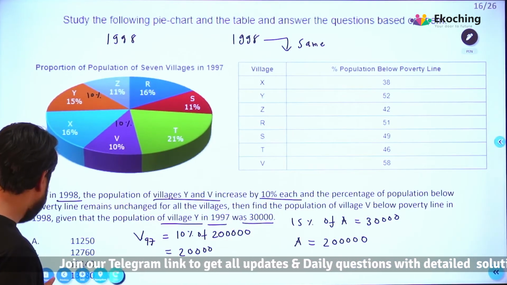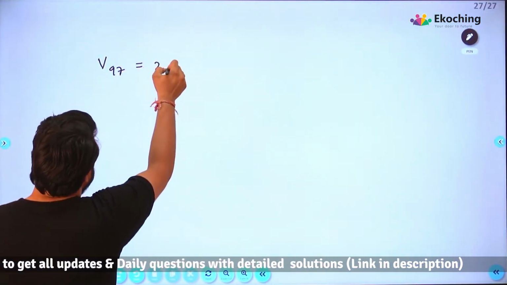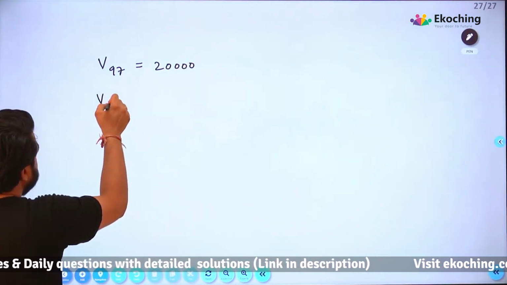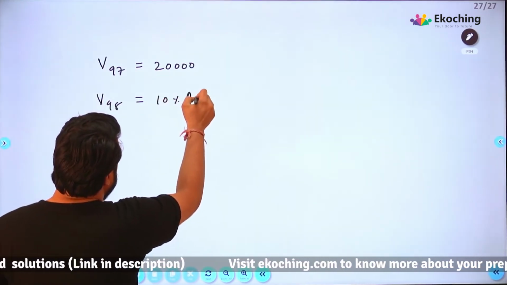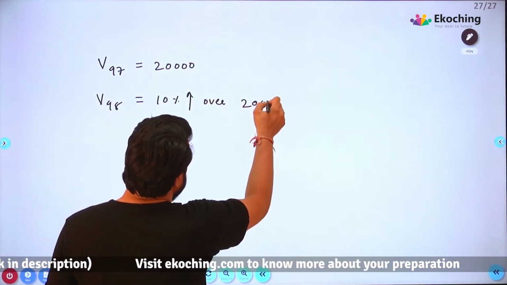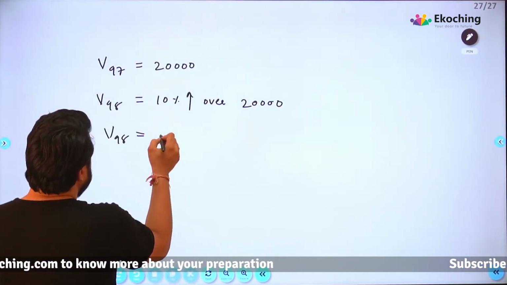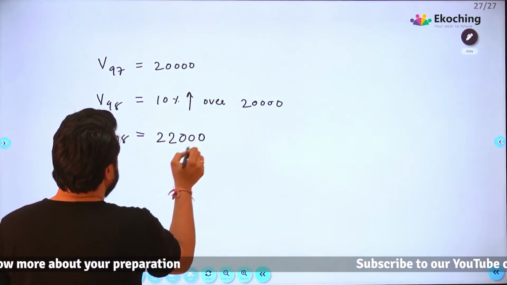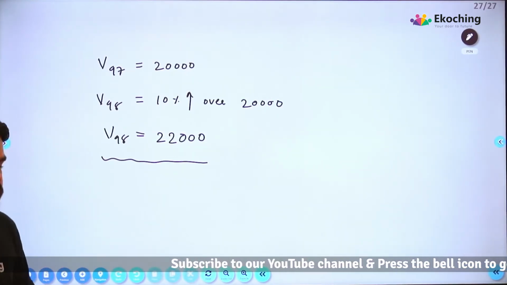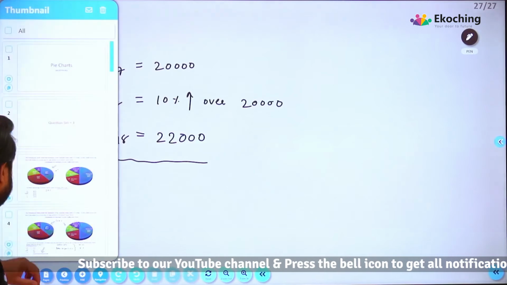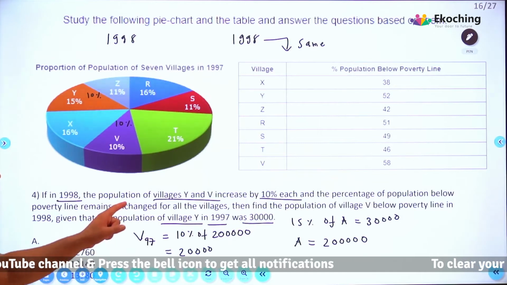So I will add a blank page. Village V का 97 का population है 20,000. That means village V का 98 का population में 10% increase हुआ है. Over what? 20,000. Obviously 20,000 का 10% 2,000. That means village V का 98 population is 22,000. Please remember this. Village V का 1998 का population is 22,000. So let me come back to the question. Now हमें ढूंढना है below poverty line.